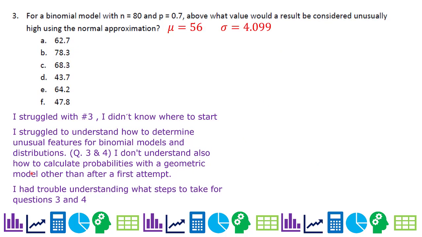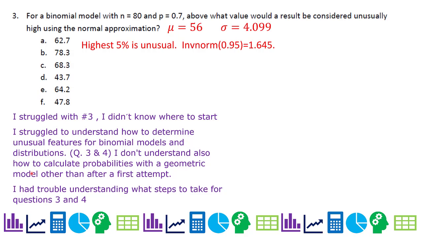Problem 3. For a binomial model with n equals 80 and p equals 0.7, above what value would be considered unusually high using normal approximation? So let's go ahead. You're probably tempted to say, well, the highest one there, it could be. So highest 5% is unusual. This one we can use a normal approximation because the number of theoretical successes is 56, which means the number of theoretical failures is 24.